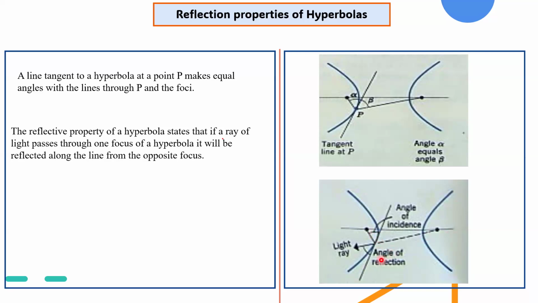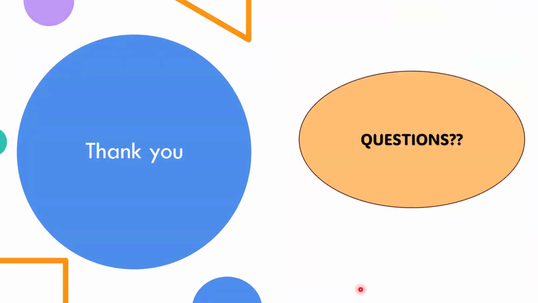And this happens due to the law of reflection, which states that the angle of incidence equals the angle of reflection. So as you can see in the diagram, we have the angle of incidence and we have the angle of reflection. These two angles are equal. Now that brings us to the end of our presentation. Next slide. Are there any questions or comments? Thank you.